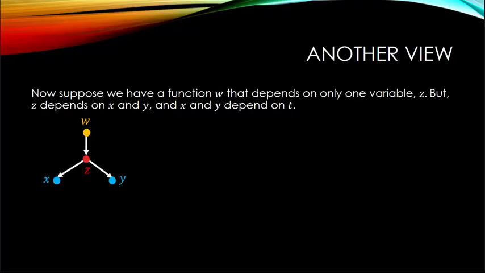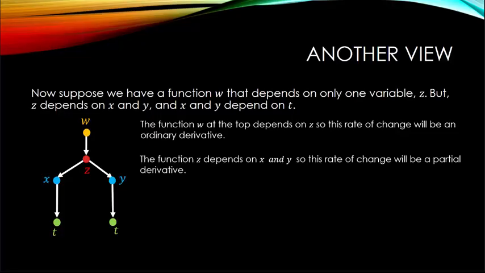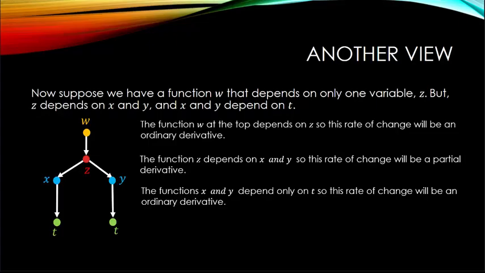And x and y both depend on t. So I have a single arrow from x to t and a single arrow from y to t. The function w at the top depends on z only, so this rate of change will be an ordinary derivative, dw/dz. The function z depends on x and y, so this rate of change will be partial derivatives. And the functions x and y depend only on t, so these rates of change will be ordinary derivatives.